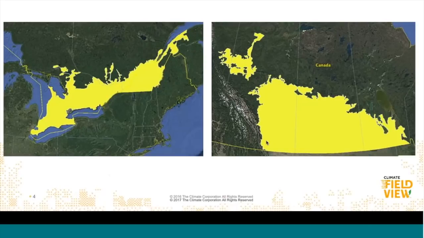These are a couple of maps of Canada and the regions where we do provide imagery. So as long as you fall in one of those yellow areas shown on the screen, then you would have imagery access as part of your Climate FieldView subscription as well.